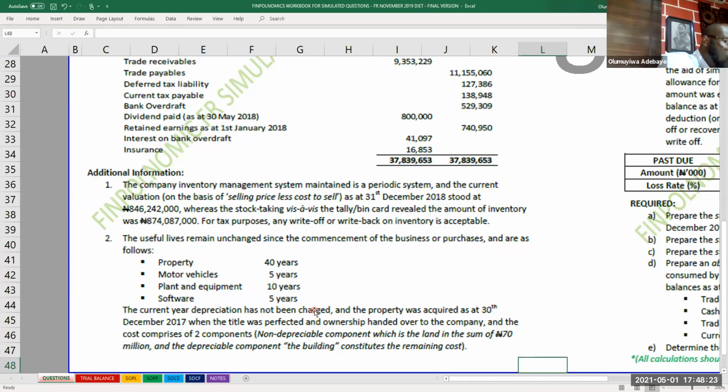Okay, let me now challenge you. What if the property was bought on 1st of December 2017? Wouldn't you charge depreciation of 1 month? Okay, I think you can prorate depreciation on a monthly basis. If you can prorate, why can't you now prorate for 2 days out of 365 days? Since I can prorate for a month, I can prorate for a quarter, even months and days, how come I'm not prorating for just 2 days out of 365 days?